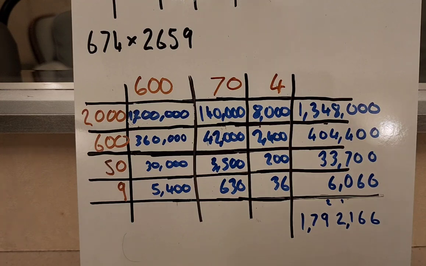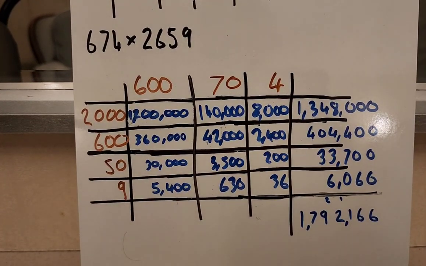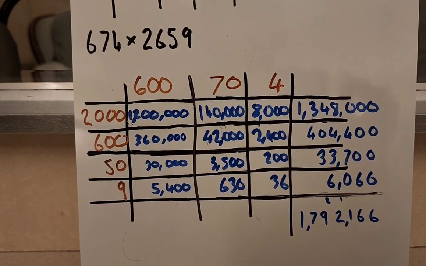So that is quite a complicated version of grid method, and hopefully you don't have to do many 3-digit times 4-digit numbers, and my exercise questions that I'm about to bring up will not be this complicated. But it's good for you to get an understanding of how this method works and how it can be useful for more challenging calculations.